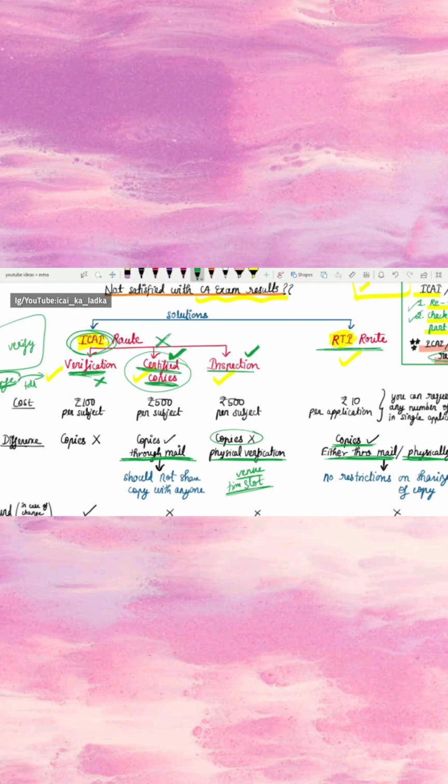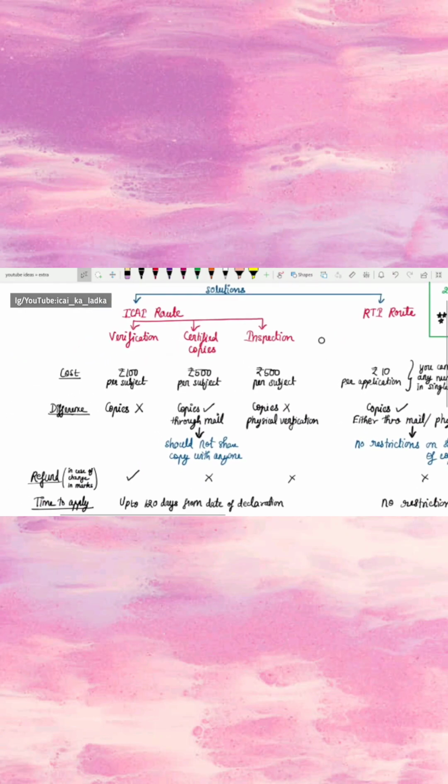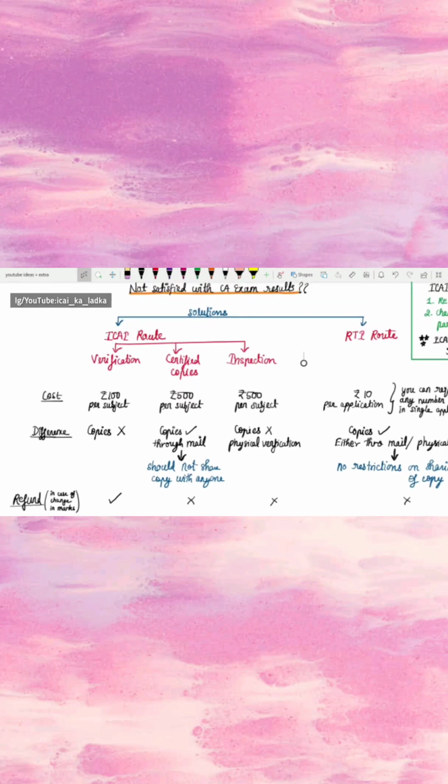But in the case of the RTI route, you are free to share your copies with anyone. So that is also one major difference between certified copies and the RTI route. I hope you have understood until this. Now let's see the differences again between all four options.